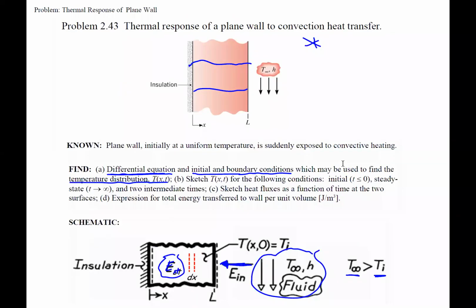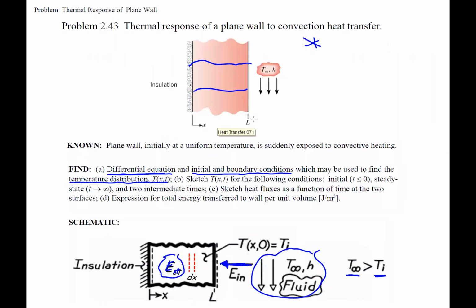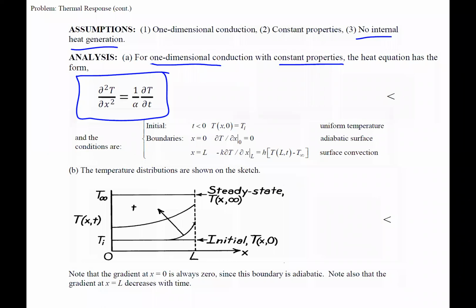So let's look at the problem. And you see, there it is: 1D conduction, constant properties, no internal heat generation. Then next is boundary conditions and initial condition. Initial condition, at time 0, it's all the same temperature. It's just saying at every location x, at time 0, everything is the same temperature, T initial. So we need two boundary conditions. That was our initial condition for time, because this is order 1. Now we need two boundary conditions for x, because that's order 2.